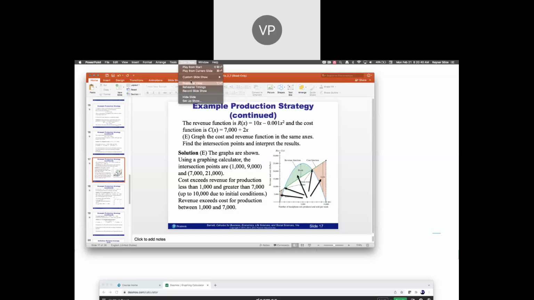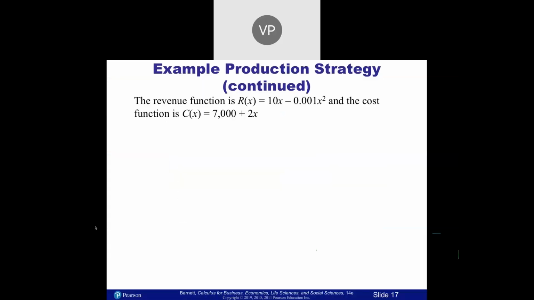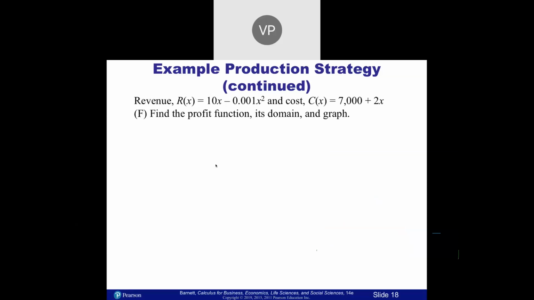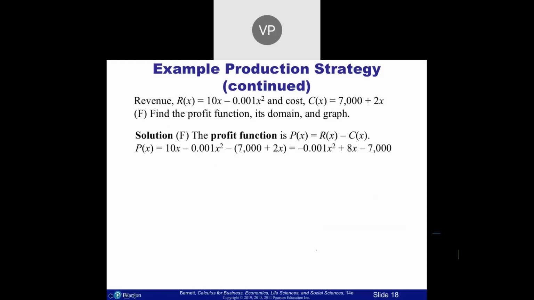Okay? So back to what we're talking about here. Okay, so that's the area that we're looking for. And now we want to find the profit function, its domain, and its graph. So remember again, profit's the easy one. Profit is the cost subtracted from the revenue. So I take R of x minus C of x. I take the original equation, 10x minus 0.001x squared. That's our revenue. We subtract, in parentheses, the cost right here, and we get this summarized equation. P of x equals this.